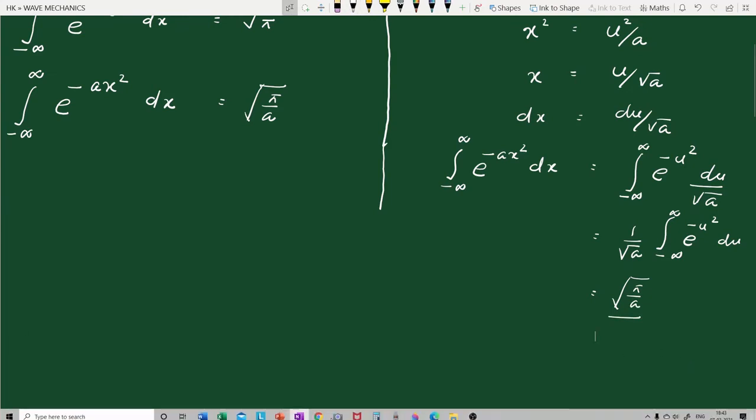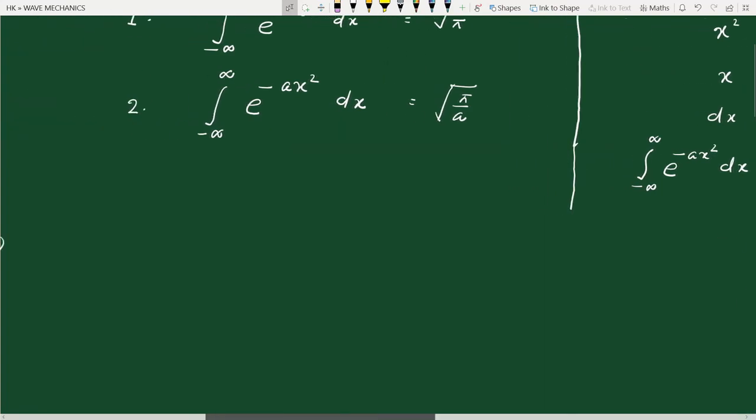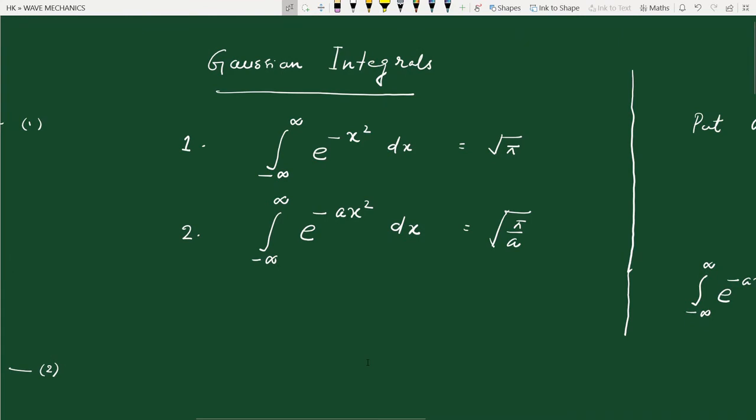So that is this result. The second integral that I have written here, e raised to minus ax square dx, is equal to root pi by a. Now the third is again a modification of this result.